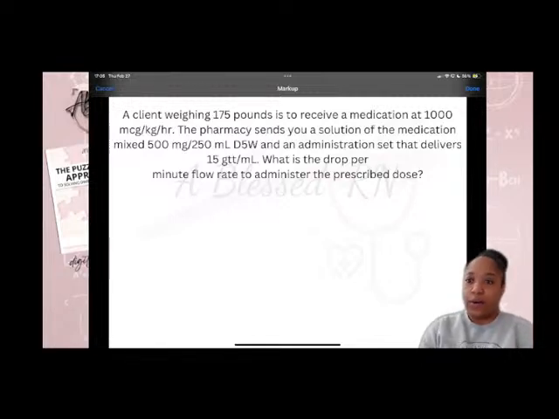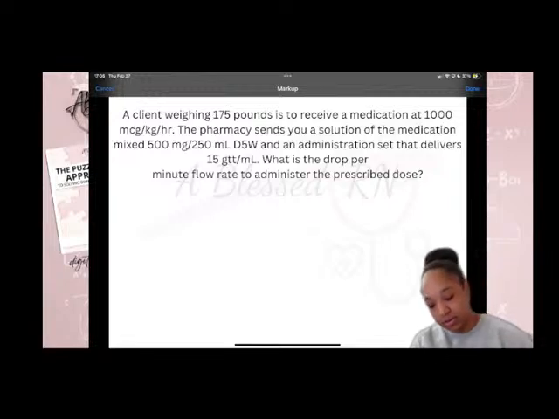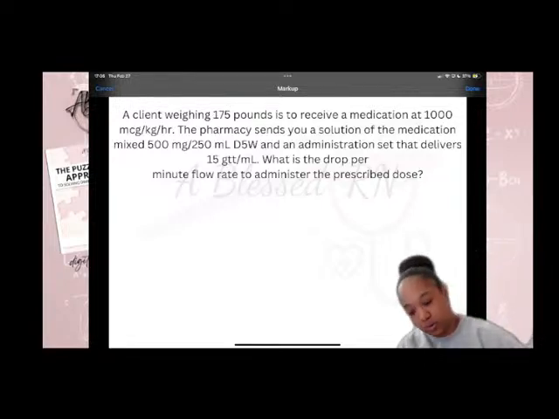A client weighing 175 pounds is to receive a medication at 1,000 micrograms per kilogram per hour. The pharmacy sends you the solution of medication mixed 500 milligrams per 250 mLs with an administration set that delivers 15 drops per milliliter. What is the drops per minute flow rate to administer the prescribed dose?